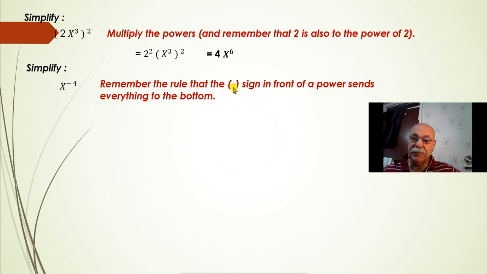Remember the rule: the minus sign in front of the power means everything goes to the bottom. This will become a fraction line when there is a negative sign in the power. Here we convert this expression to a fraction, so it becomes like this. We gave this shape for this example: this minus means 1 over x power 4.